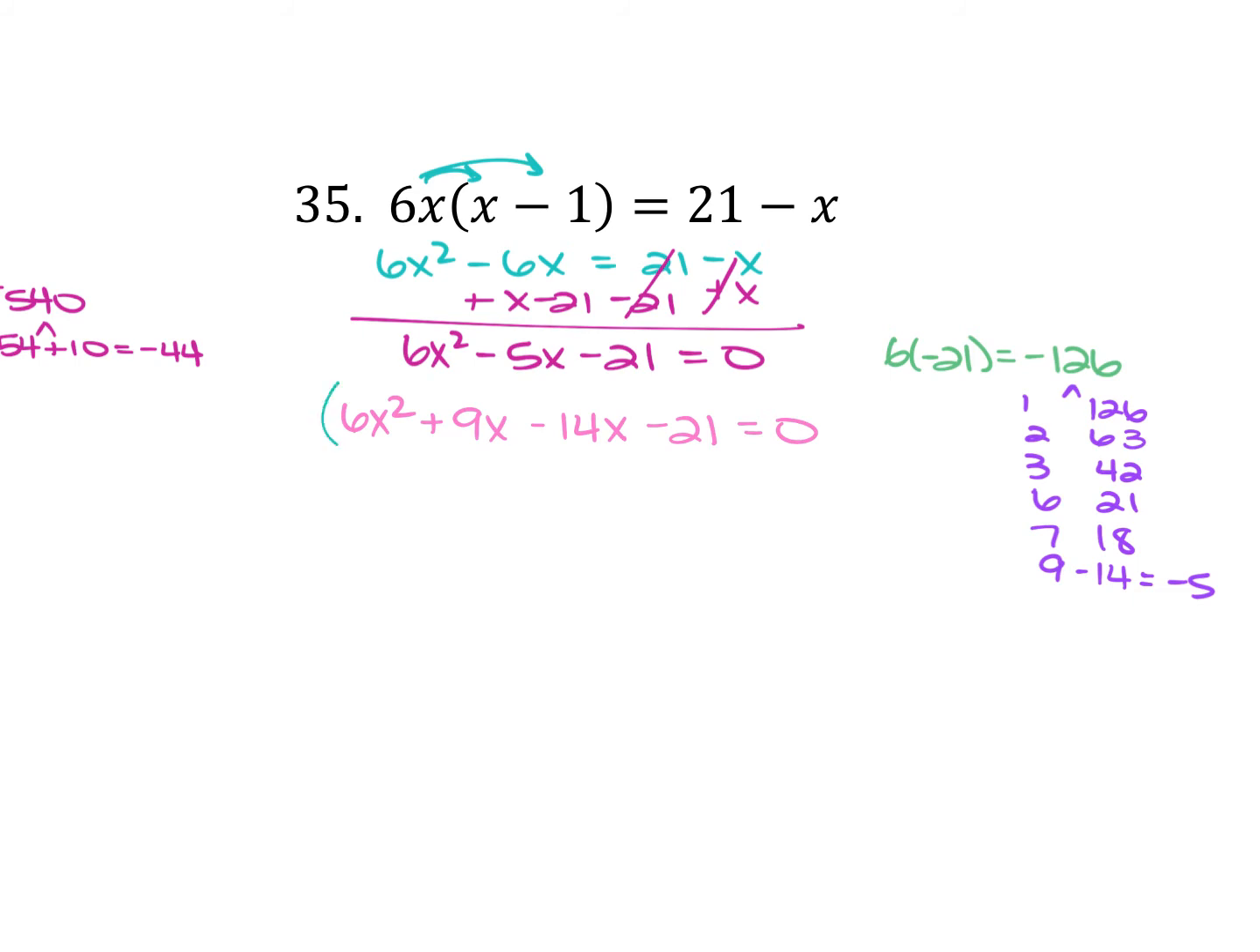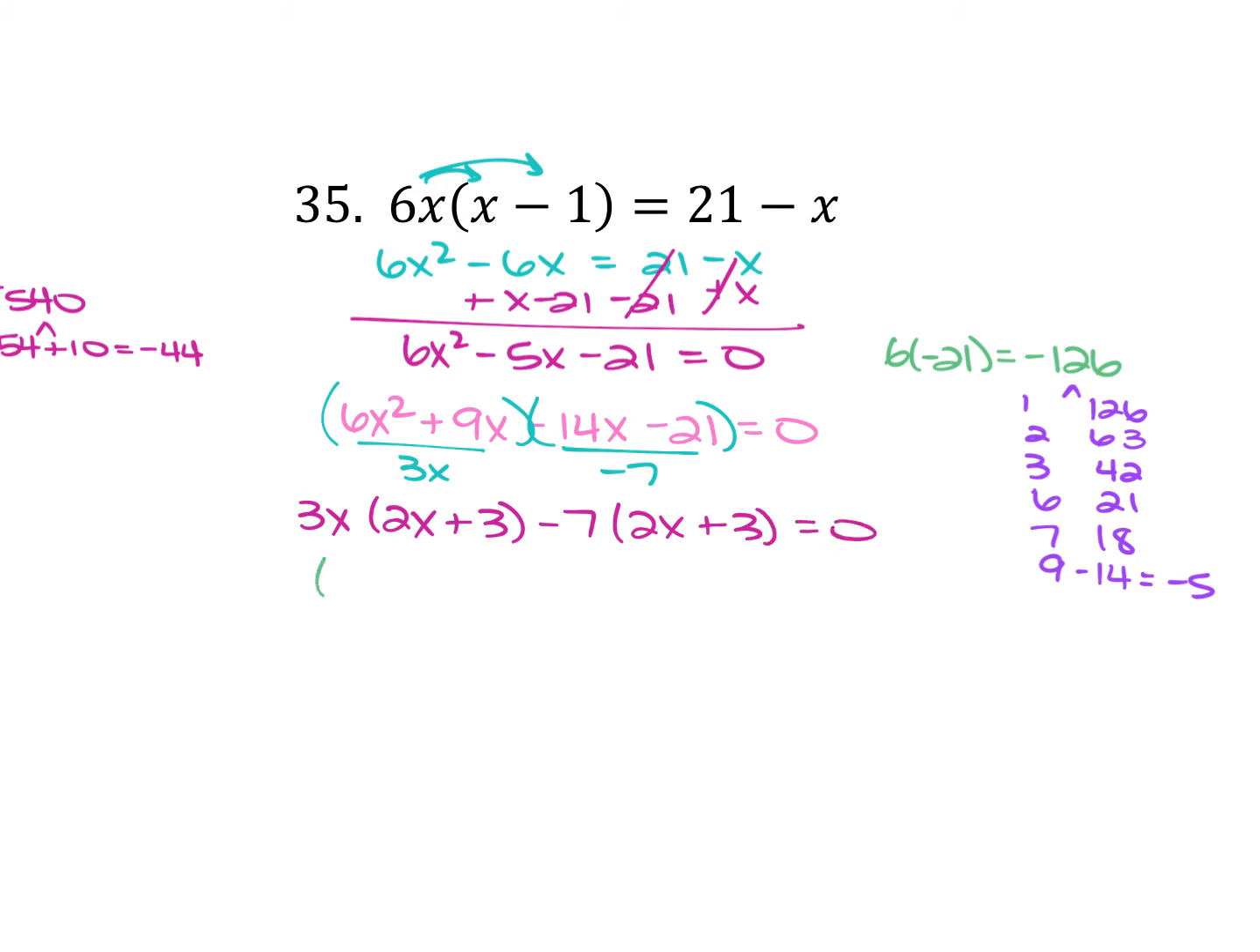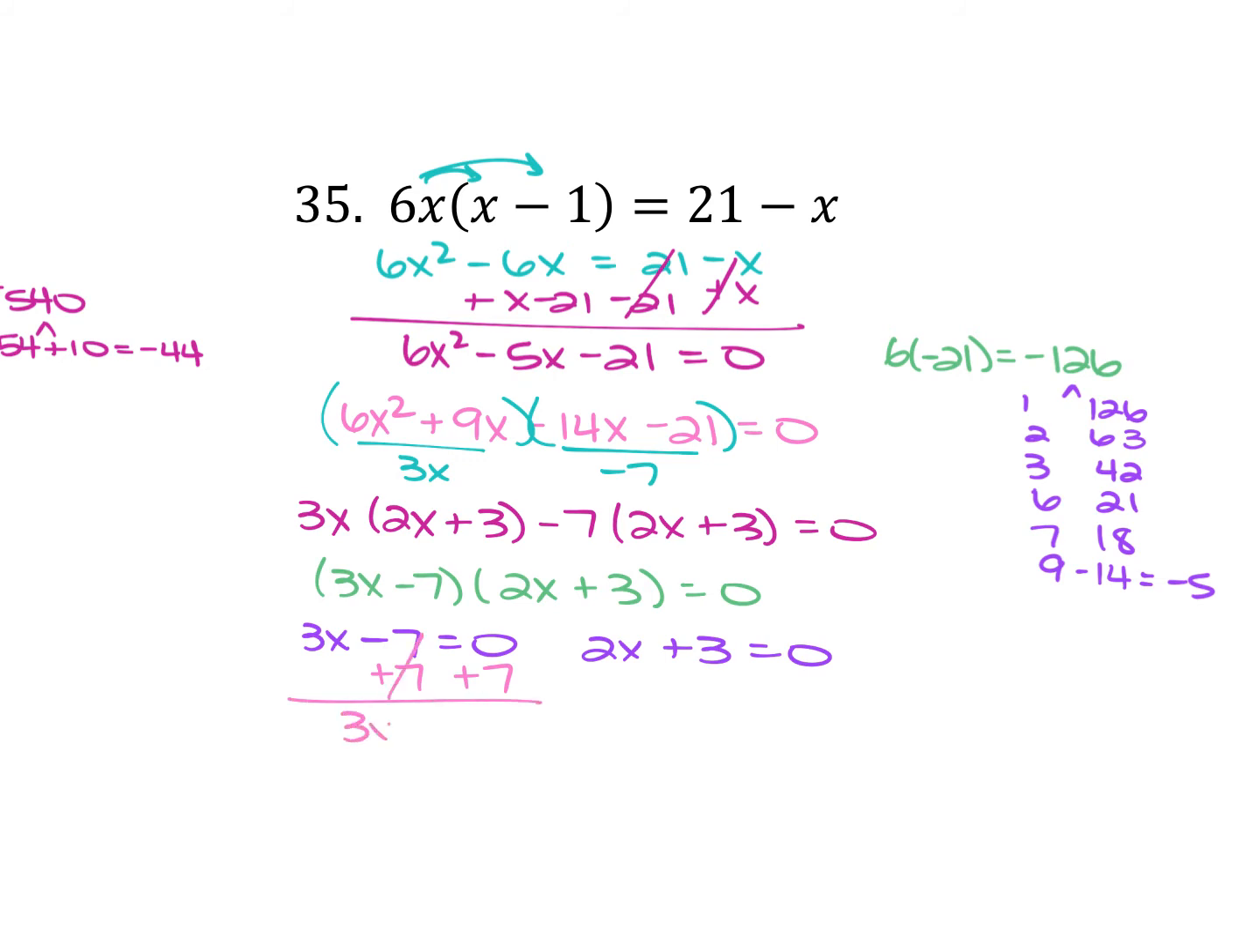We're going to factor by grouping since we have the 4 terms. Factor out a 3x from the first set, factor out a negative 7 from the second. This gets rewritten as 3x times 2x plus 3 minus 7 times 2x plus 3 is equal to 0. From here, we rewrite as 3x minus 7 times 2x plus 3 is equal to 0, and then we solve both of them. So 3x minus 7 is equal to 0, and 2x plus 3 is equal to 0. Move your 7 over, add it to both sides. You have 3x is equal to 7. Then divide each side by the 3. And you get that x is 7/3.